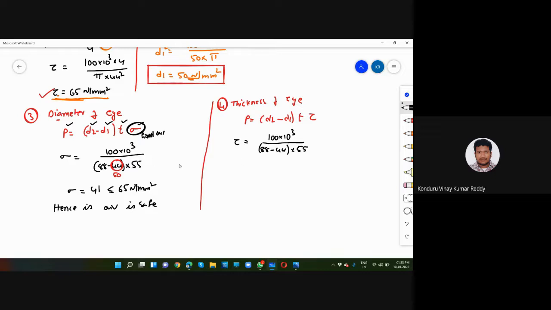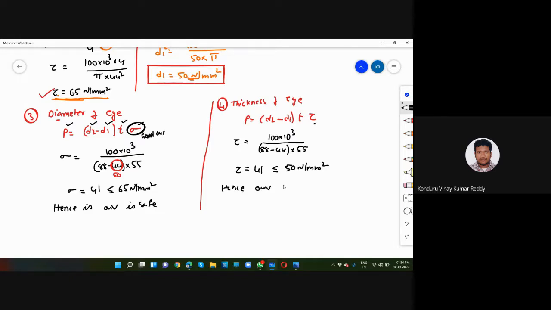Both are same. That is tau is equal to 41. You can see that both are same. But here it is normal stress, here it is shear stress. Both values you will get same. Both are 41 Newton per millimeter square only, which is less than this 15 Newton per millimeter square. So our design is safe.